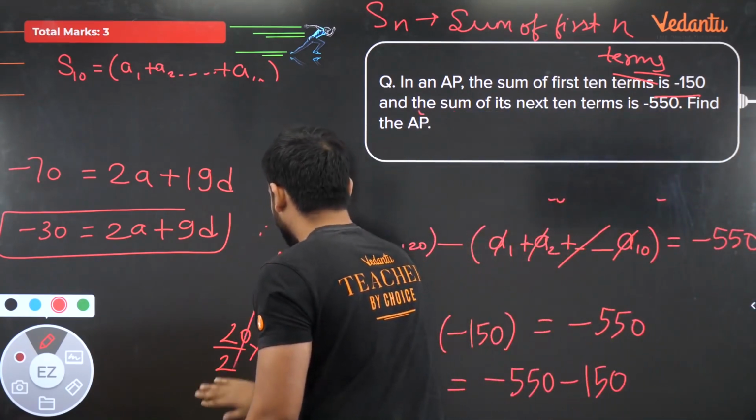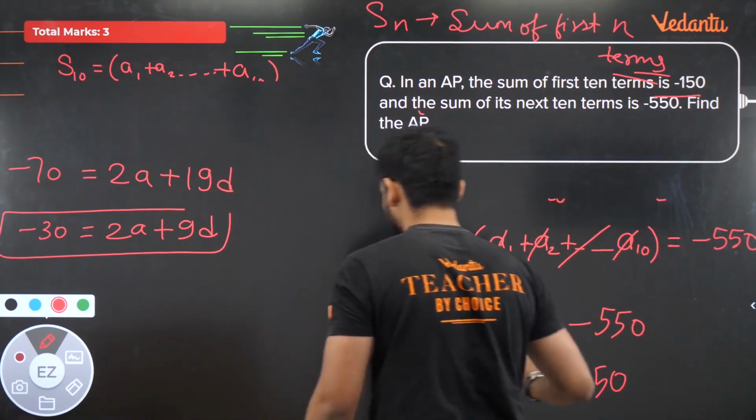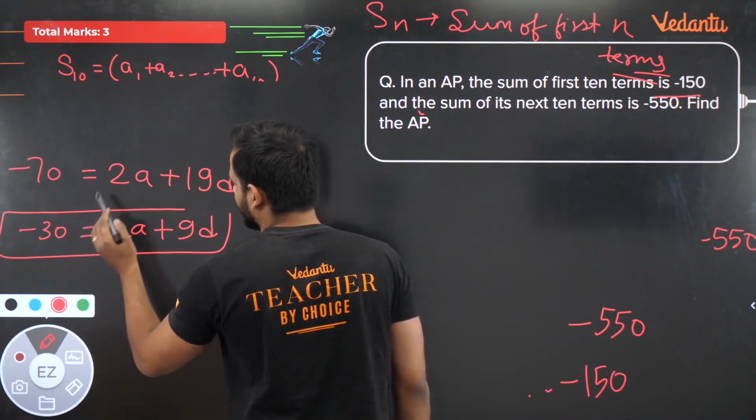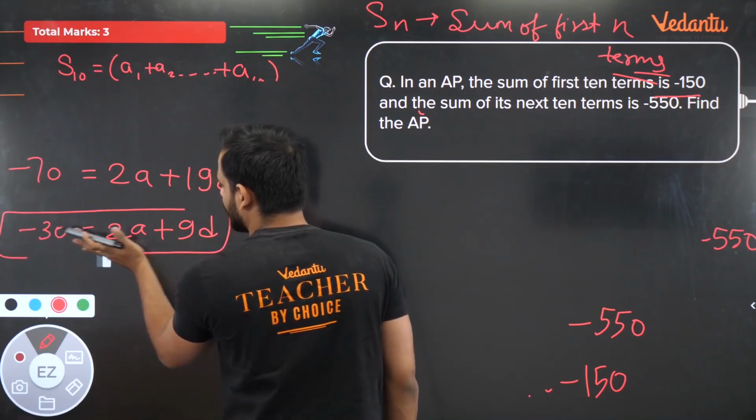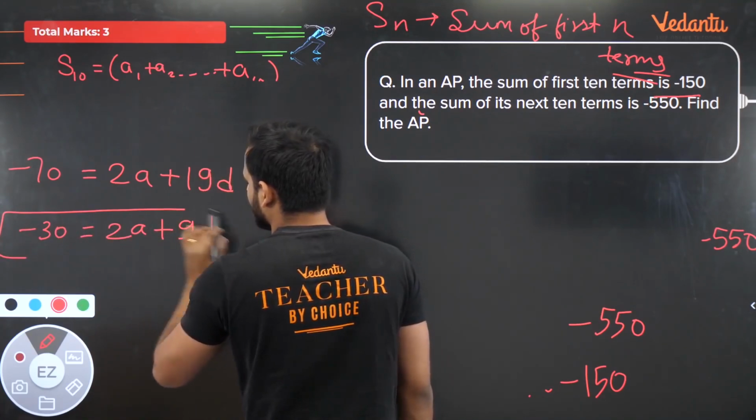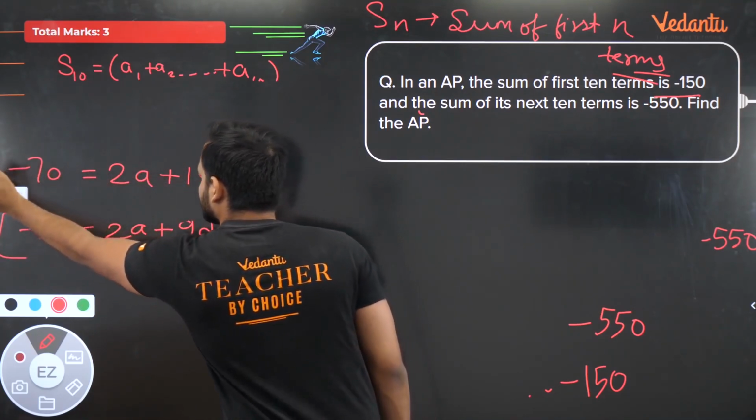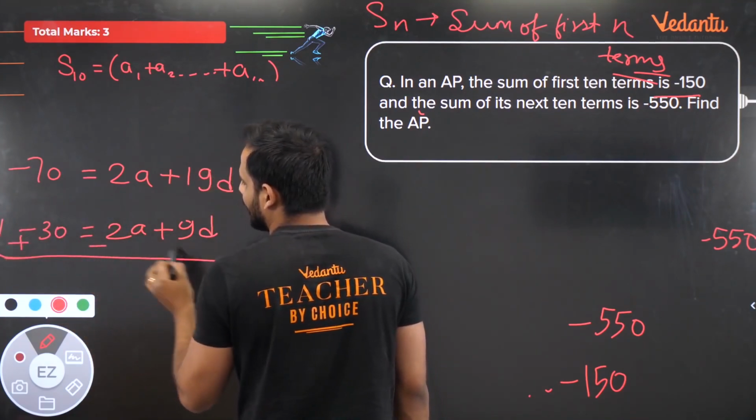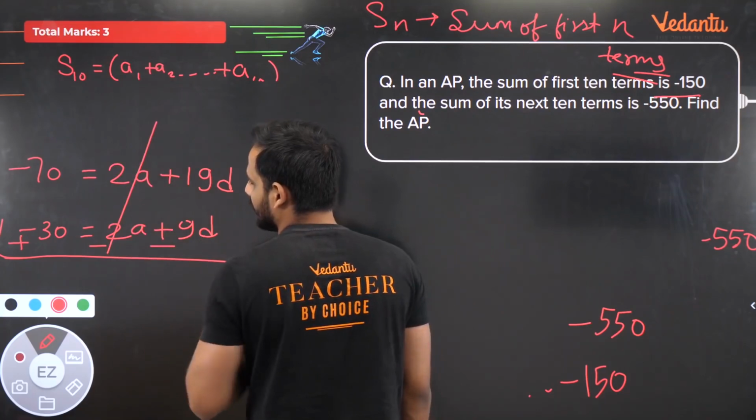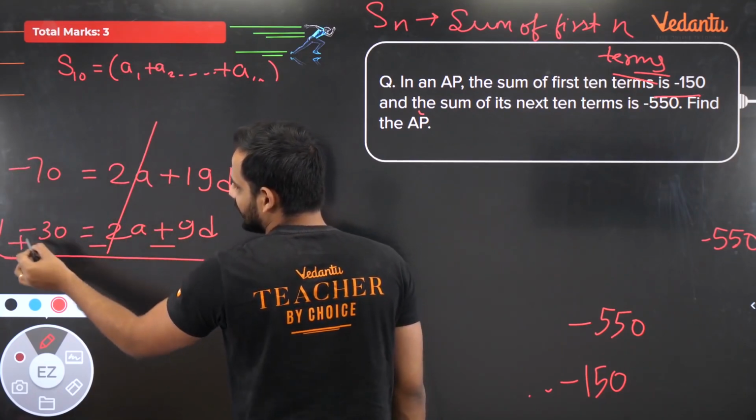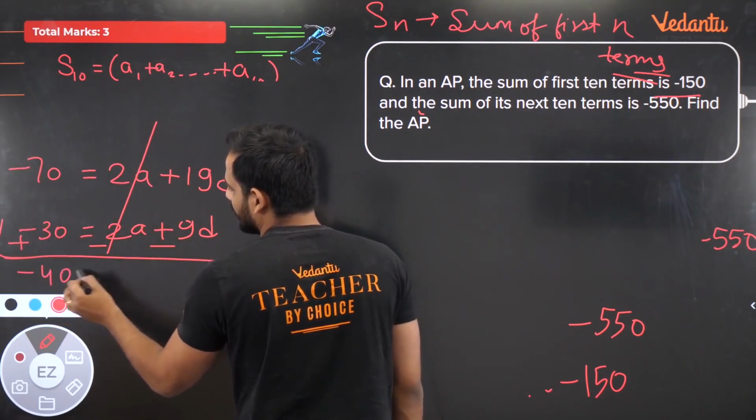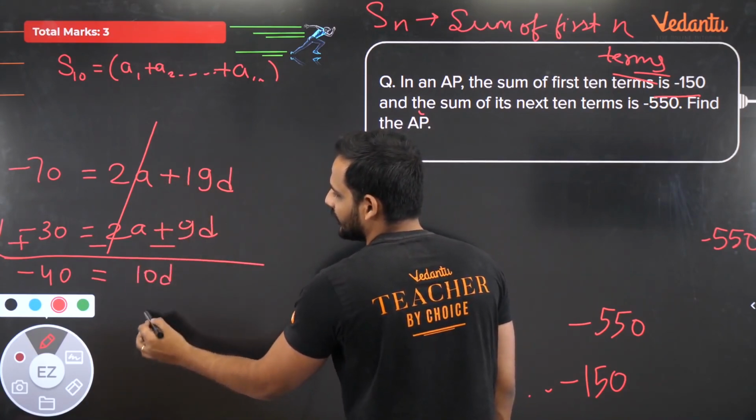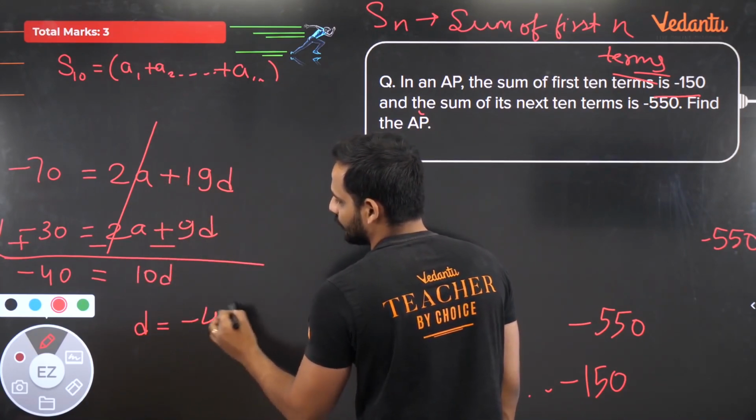Okay. Now I will solve these two linear equations in two variables. As simple as that. If you add them or if you subtract them, it will also work. Subtract them. Minus will become plus, minus, minus. This got cancelled. You are left with minus 70 plus 30, which is minus 40, is equal to 19d minus 9d, which is equal to 10d. So you have got d is equal to minus 4.